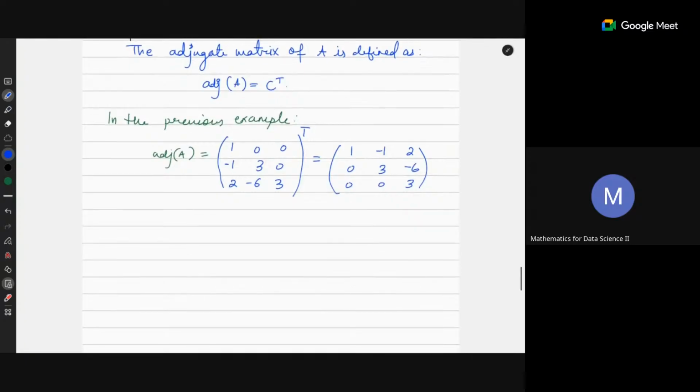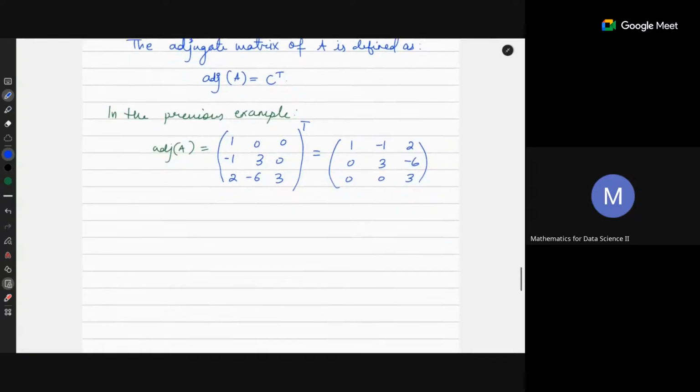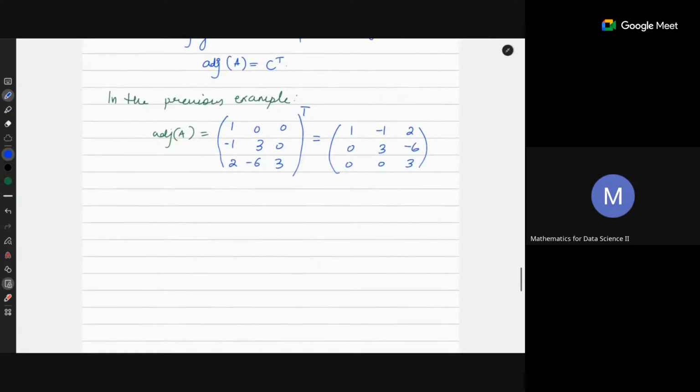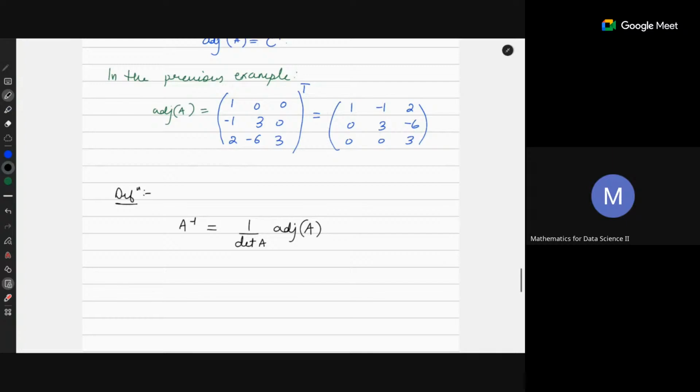Once you get the adjugate matrix, now you can find the inverse. So let's define the inverse. We define A inverse to be 1 over the determinant of A times the adjugate matrix of A. So it is a scalar multiple of the adjugate matrix.